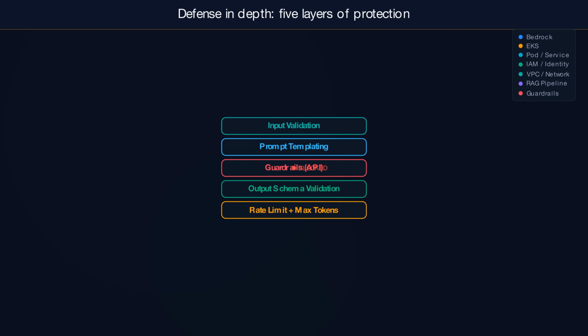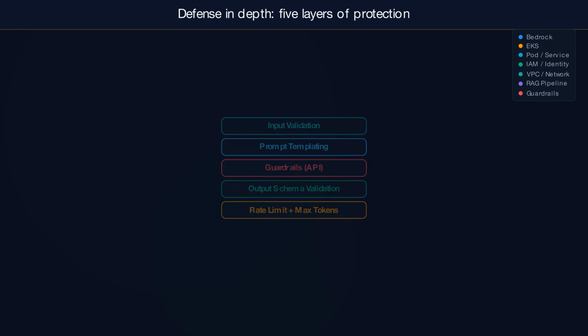In your microservice, layer these controls. Input validation first, then prompt templating to prevent free-form injection, then guardrails on the API call, then output schema validation on the response, and finally, rate limiting and max token caps to prevent runaway costs.